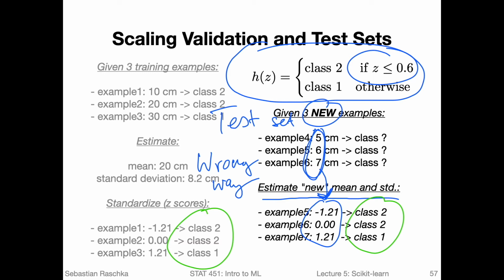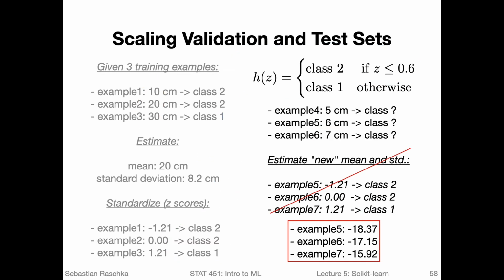However, note that now in this new data set, the values are very different than the values before. So this doesn't look right? It's really not a good idea to use the new data set's mean and standard deviation for standardizing the new data set. What would be better is to use the training set parameters.